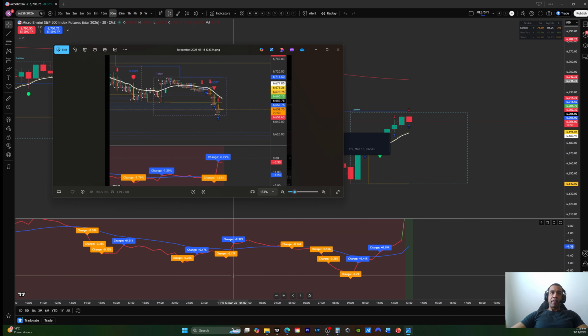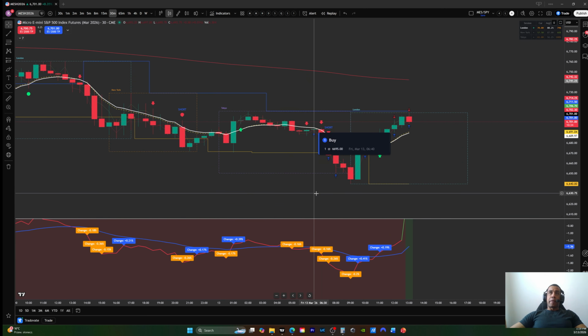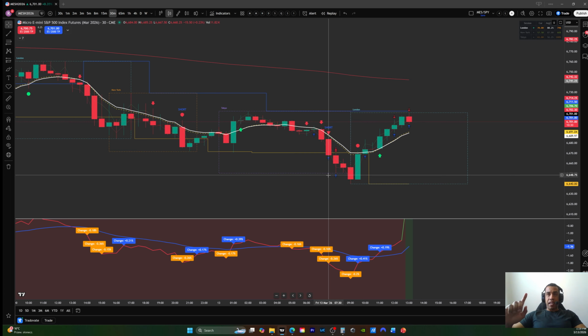That indicator basically tracks the composite change as a percentage, with 60% weight on the MES or ES, 20% on NQ, and 20% on the Russell or RTY. So that was the third mistake. I entered because the candle didn't close and I was anticipating it.